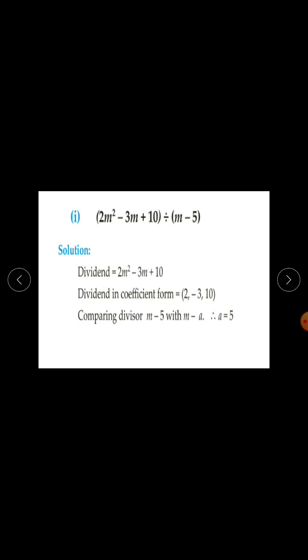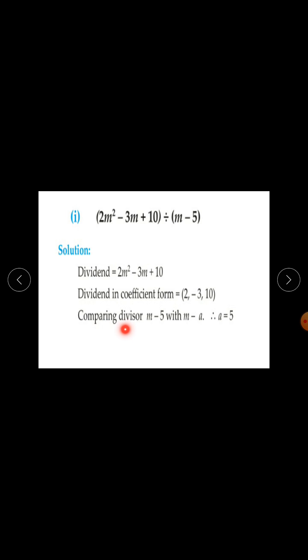Now first sub question. 2m square minus 3m plus 10 divided by m minus 5. So here you have to divide by synthetic division method. This is your dividend and this is your divisor. Dividend equal to 2m square minus 3m plus 10. Dividend in coefficient form equal to 2 comma minus 3 comma 10, and write all coefficients in a bracket.